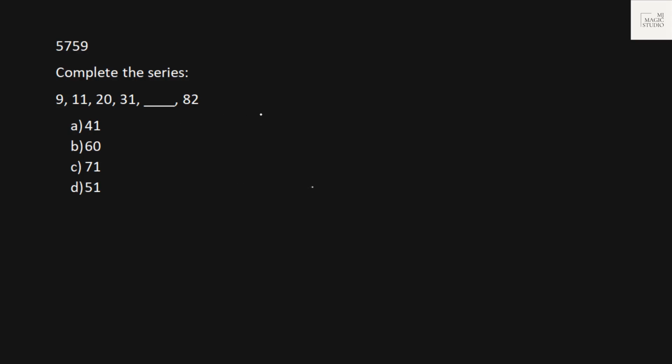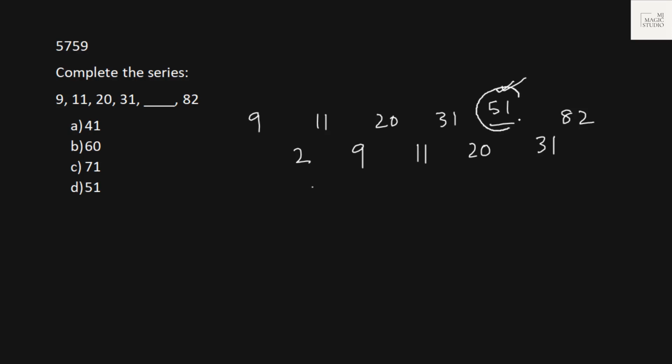Okay, number series, let's check. 9, 11, 20, 31, gap, 82. My first trial is always to go with difference table. 2, then is 9, then is 11. Okay, but here is 7, 3, no, but it is giving a hint. 2 plus 9 is 11. 9 plus 11 is 20. Then 20 and 11 is 31. Let's check. 31 plus 20 is 51. And 51 plus 31 is 82. Bingo. 51 fits in. Option D.